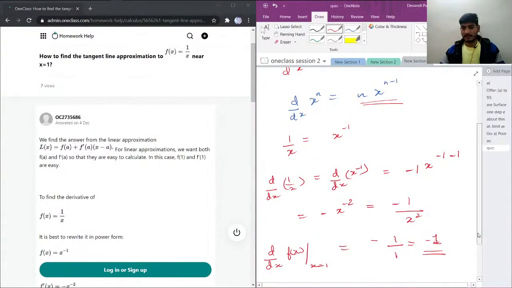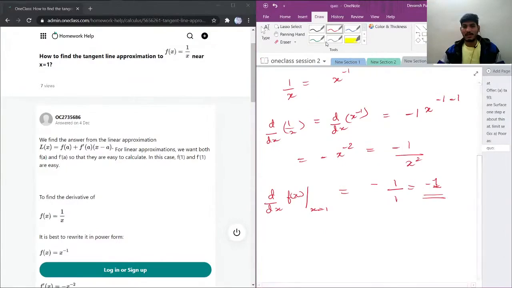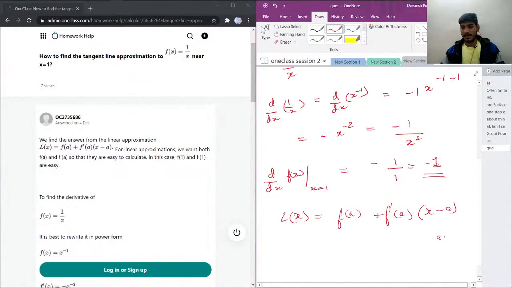So if I come here, the equation of the line will become f of a plus f prime of a times x minus a, and my a is going to be 1 here, I think.